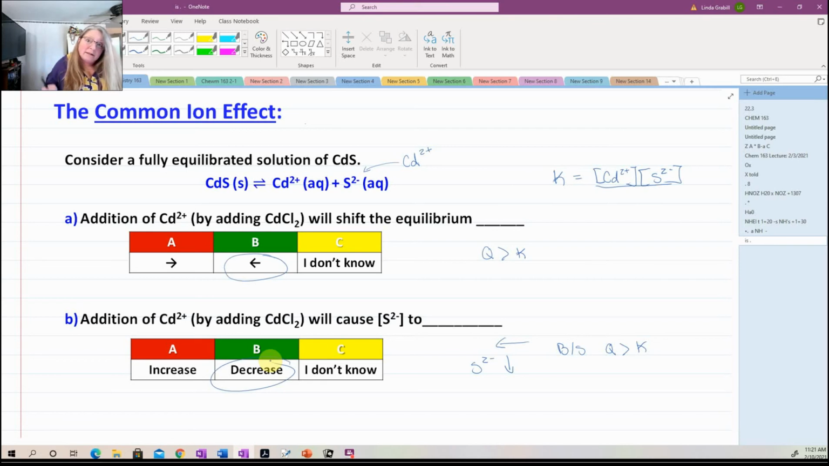If I add something that is soluble, and that thing has ionic components that are part of the initial solution, I'm going to shift the equilibrium back towards the reactant side and away from the product side.